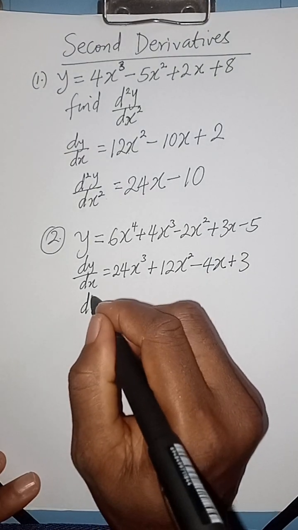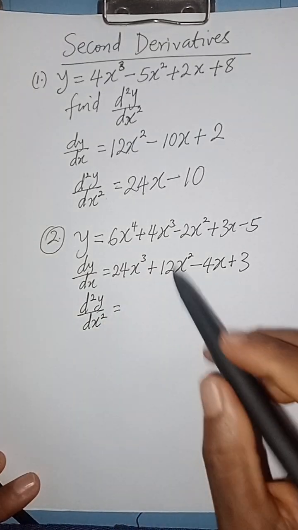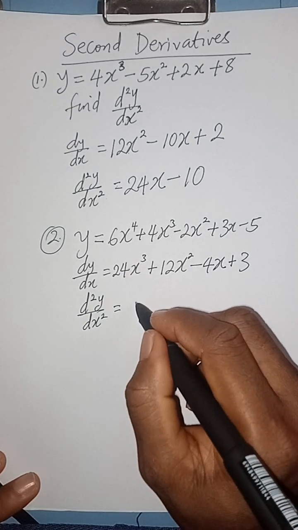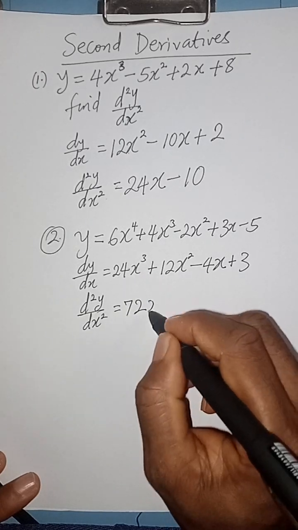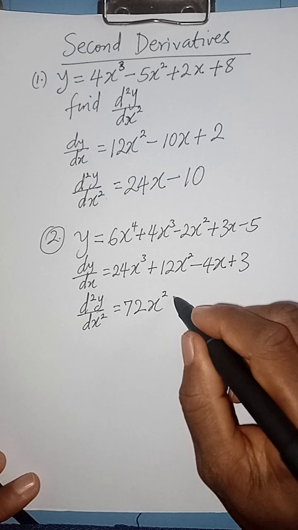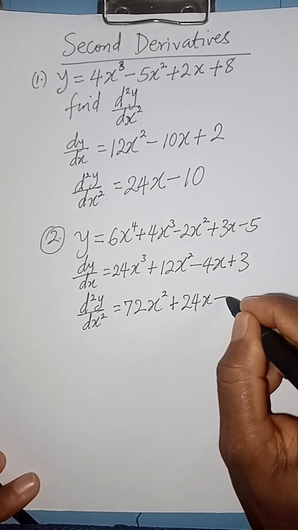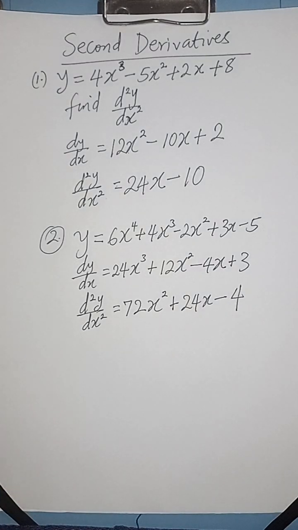Then you go again for the second derivative, d squared y over dx squared. 3 times 24, 3 times 4 is 12. You renew 3 times 24, that's 72x raised to power 2, plus 2 times 12, 24x, minus, if you differentiate 4x, it's 4. That is the answer to your question. So we can see that this is very easy. It's not difficult getting the second derivative.